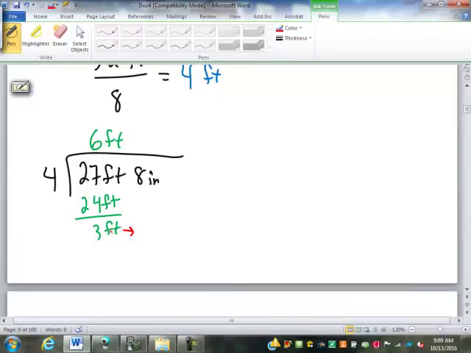So we have to change that feet into inches before we bring down the 8 inches. So 3 feet, 3 times 12 is 36 inches. Then we bring down the 8, 8 and 36 makes 44 inches. So now 4 goes into 44 11 times, that's 11 inches. There's nothing left over. So 27 feet, 8 inches divided by 4 is 6 feet, 11 inches.